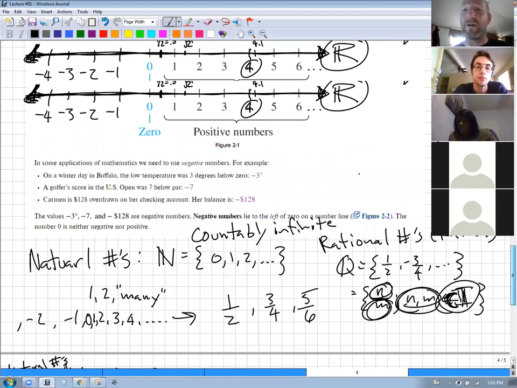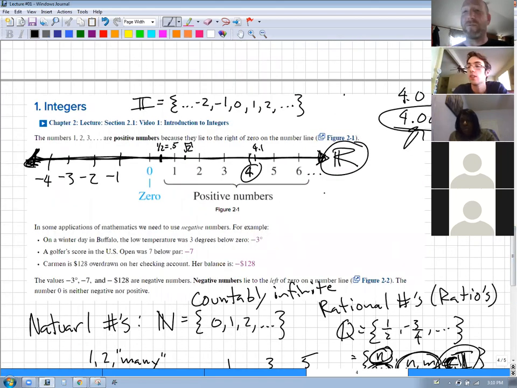The real numbers, however, pick a number, you can't even find the next one, because whichever one you pick, there's still an infinite number of numbers between it. This thing is what we call uncountably infinite.